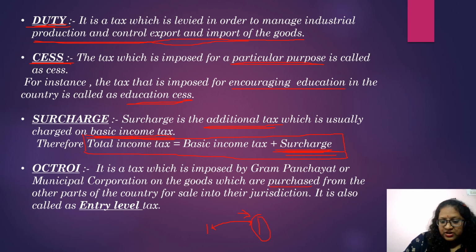Now, the goods are being purchased from the other country or the other parts of the country for sale into their jurisdiction. At this time, this tax is being levied. It is also called the entry level tax, because we are purchasing those goods from another part of the country and bringing them into our own area to sell them, or to have a flow of that good in our state. That tax is called octroi tax. Now, let's see the next one.